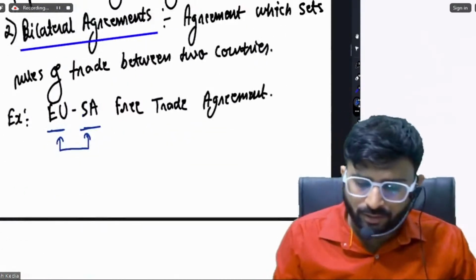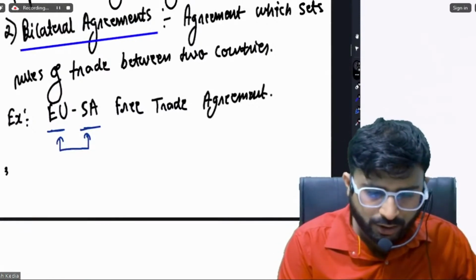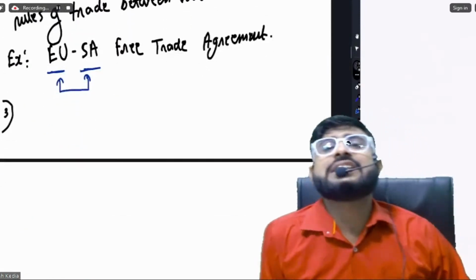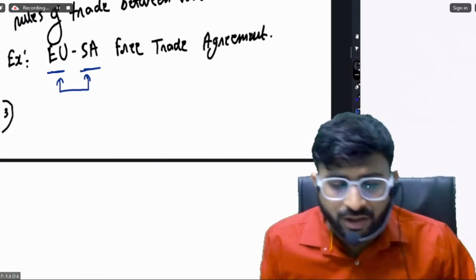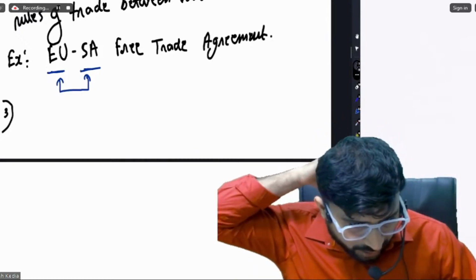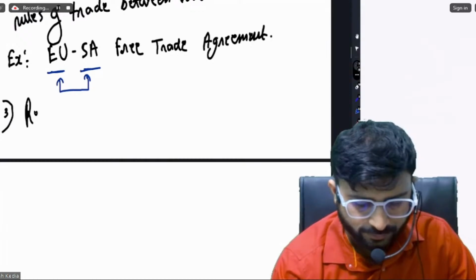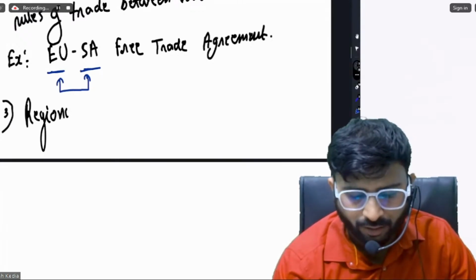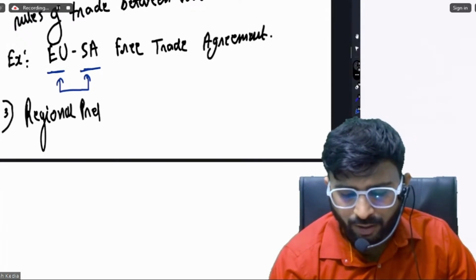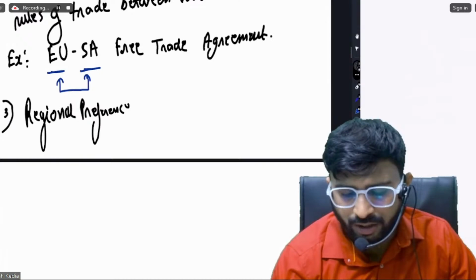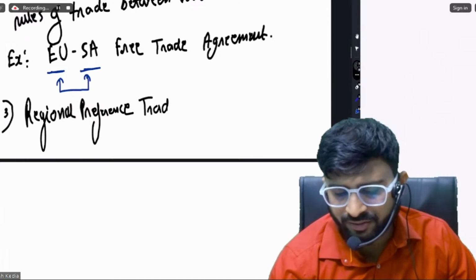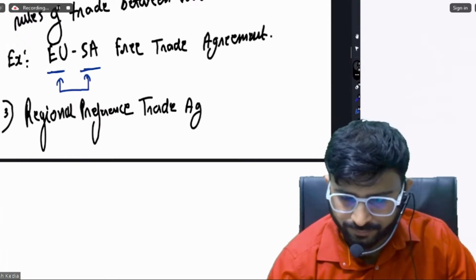Okay. Sir, let's talk about the third one. Friends, it is regional preference trade agreement.